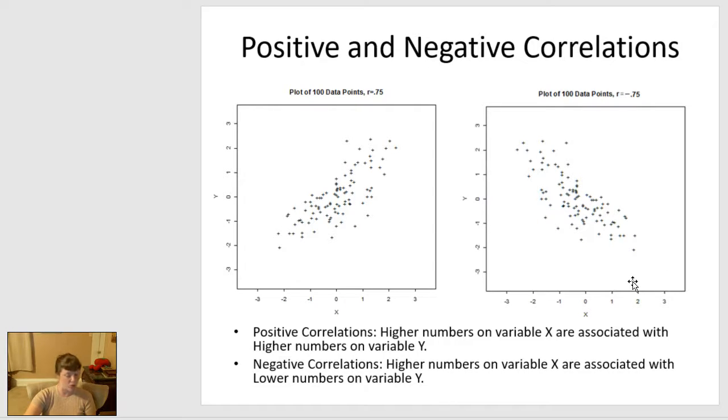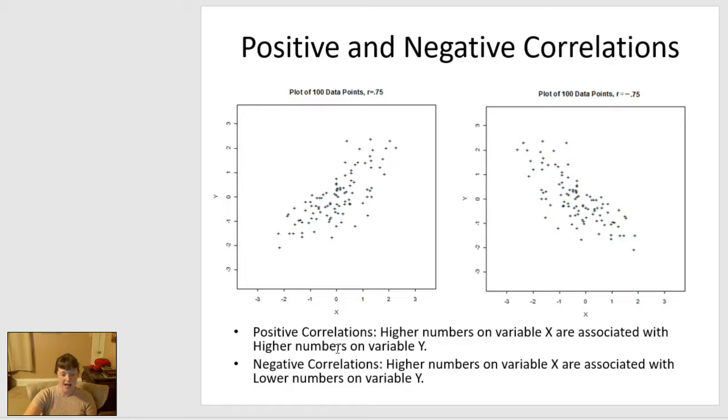They're both very strong relationships, right? Very systematic. It's just high scores are going with high scores here, low scores with low scores here. High, high, low, low. Here it's just the reverse. Low scores on X are going with high scores on Y. High scores on X are going with low scores on Y.